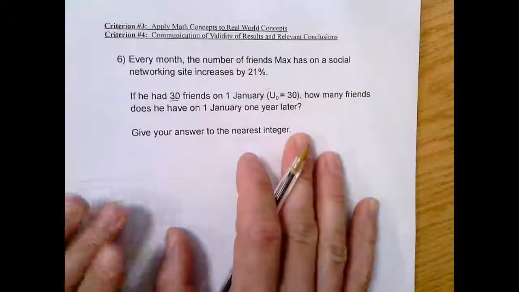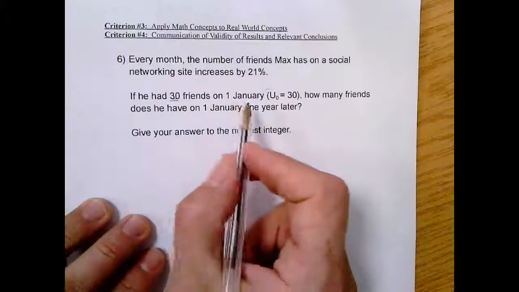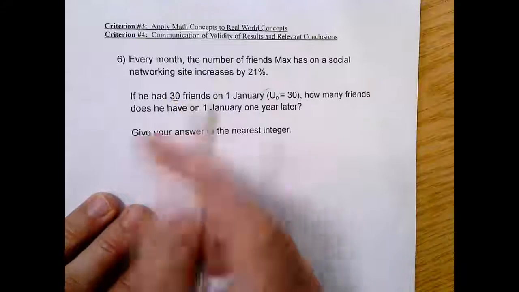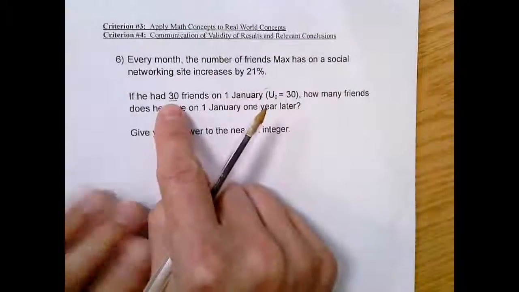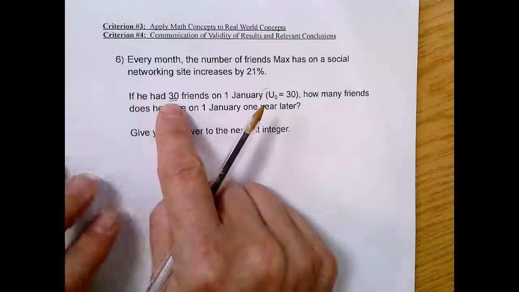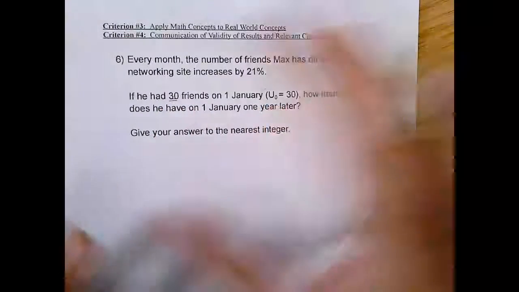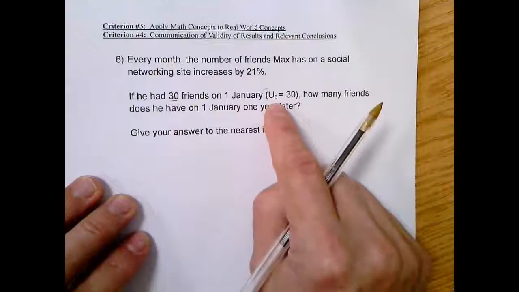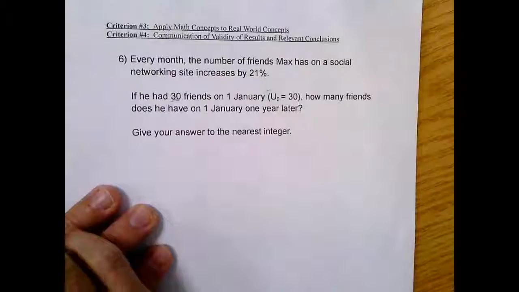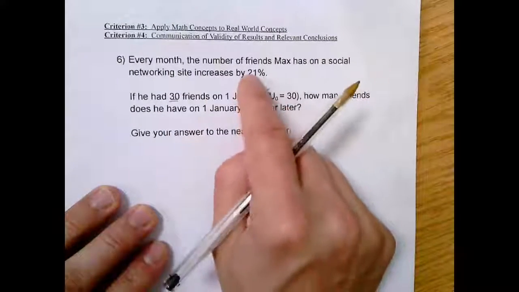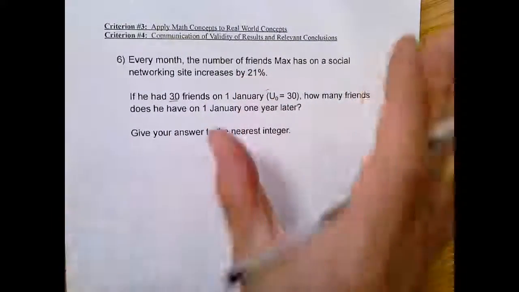Okay, so the first thing that's kind of interesting here is, on the 1st of January, he has 30 friends. His friends will increase by 21% after 1 month. So nothing happens for a whole month, right? So that's why we can think of this as use of zero. It's another way of saying nothing has happened yet. Okay, so after a month, something happens. What happens? He has 21% more friends. Okay, so let's see what this means.